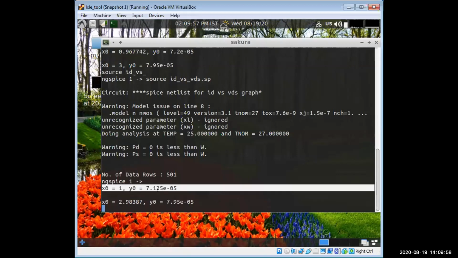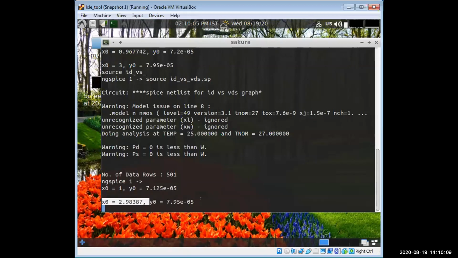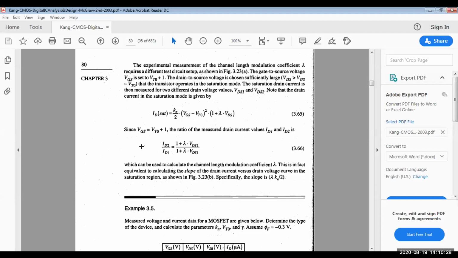So it is around 0.7 microamperes. Then at x0 2.9, which is nearly 3, we got 7.95 e to the power minus 5. So now just see this equation. Are you able to see the screen and this ID current equation?